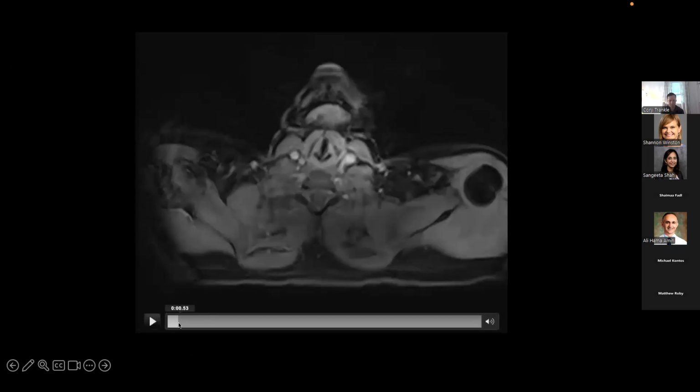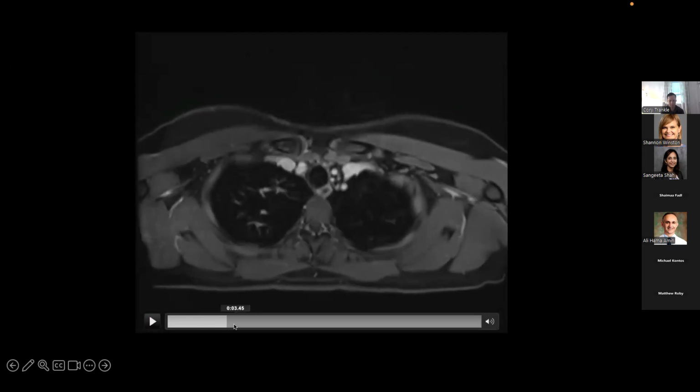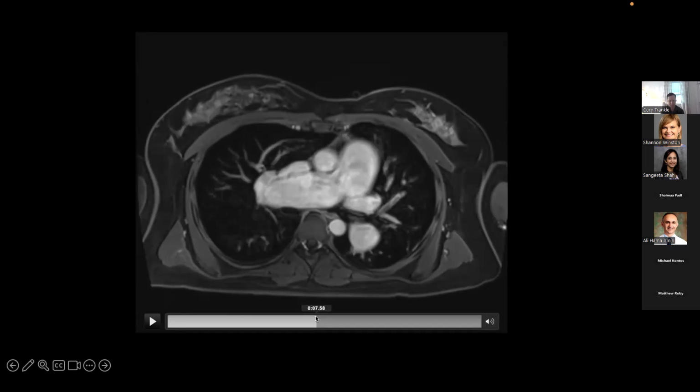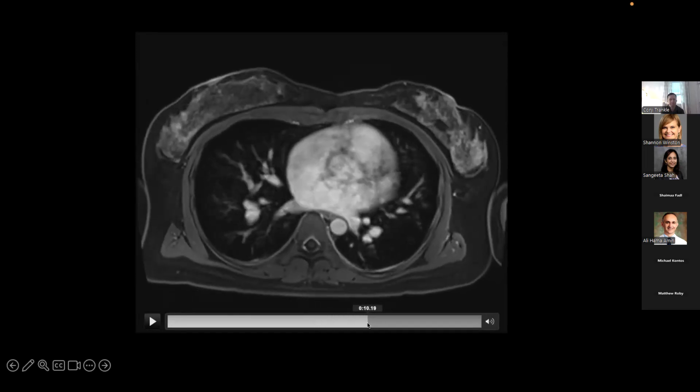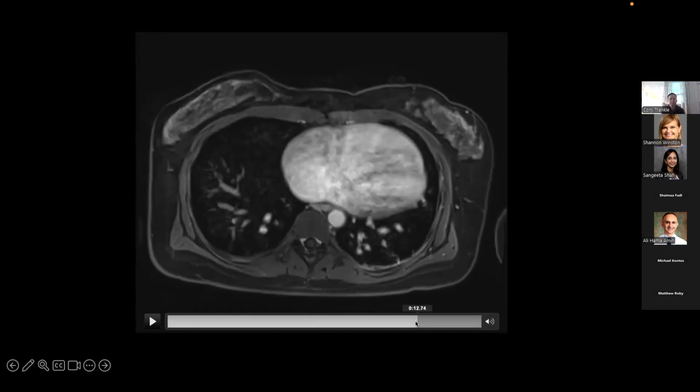This is a post-contrast T1 VIBE, and scrolling through the images, you start to see that there is significant dilation of the pulmonary arteries. This is the partial anomalous pulmonary venous return going to the SVC when I scroll here. And then going more inferiorly, you start to see the interatrial communication between the left and right atrium, and all the way down, there's significant enlargement of the right atrium and right ventricle.